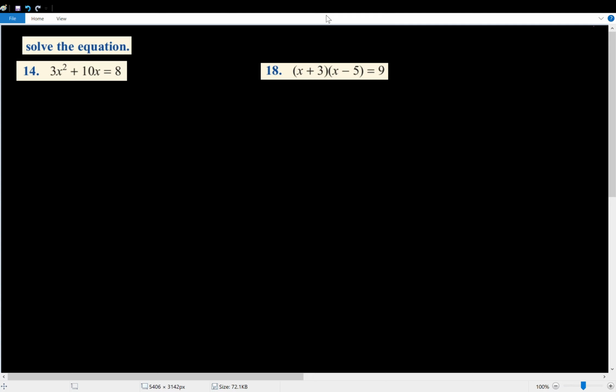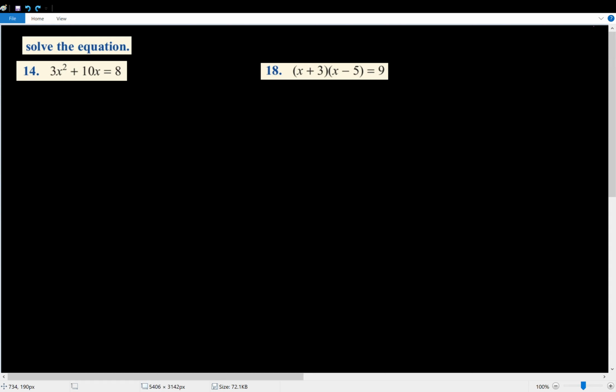This is question 14 and 18 in exercise 6.1 in Project Maths 2. We've got to solve the equation in each of these cases. So we'll look at 14 first, where we've got 3x squared plus 10x is equal to 8. Now this is a quadratic trinomial, but it's just not quite written how we're expecting it to be. We've got the constant over here on the right and both of our x terms to the left of the equals.